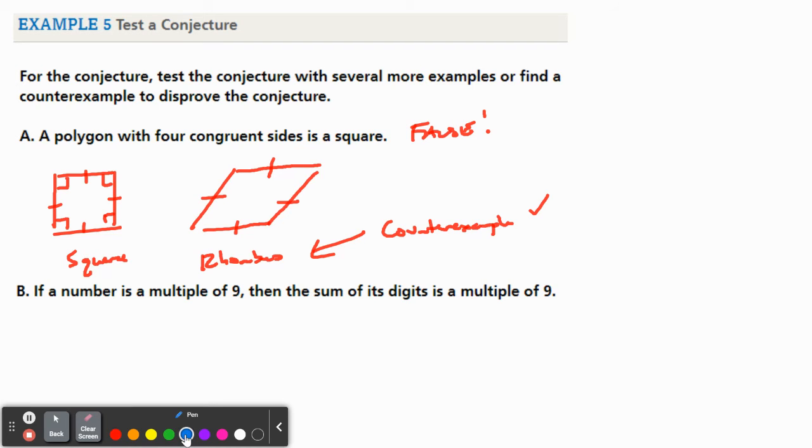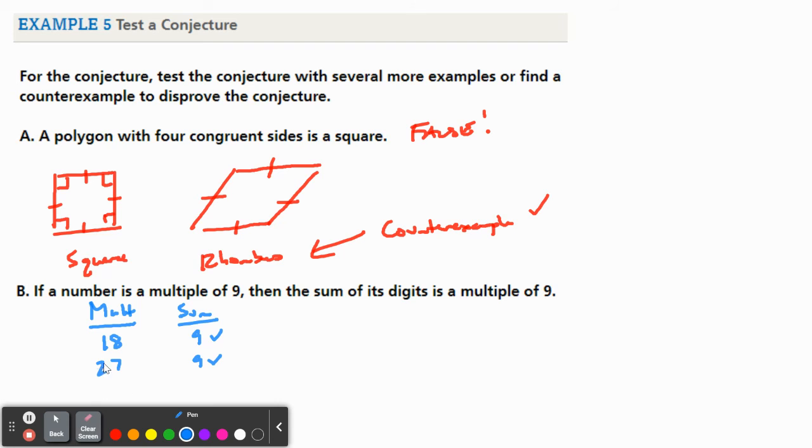Okay, what about the second one here? If a number is a multiple of 9, then the sum of its digits is a multiple of 9. Let's take a look at some examples. Let's look at some multiples of 9 and the sum of the digits. Let's go with 18. 18 is 2 times 9, and yes, 1 plus 8 is 9. So that works. 3 times 9 is 27, and 2 plus 7 is 9.